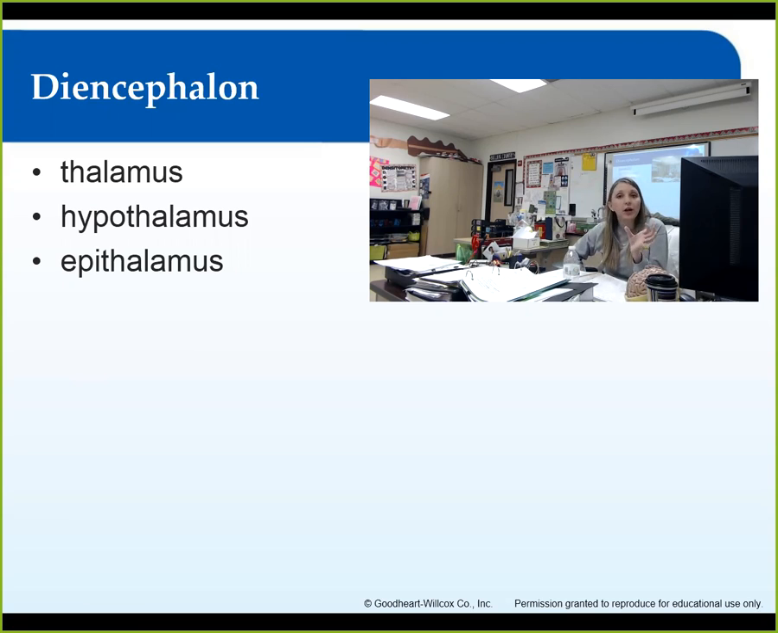And then it also helps to regulate the sleep-wake cycle and consciousness. So at the thalamus, one example is if the thalamus was injured, a coma might be a result of that, right? Unconsciousness.